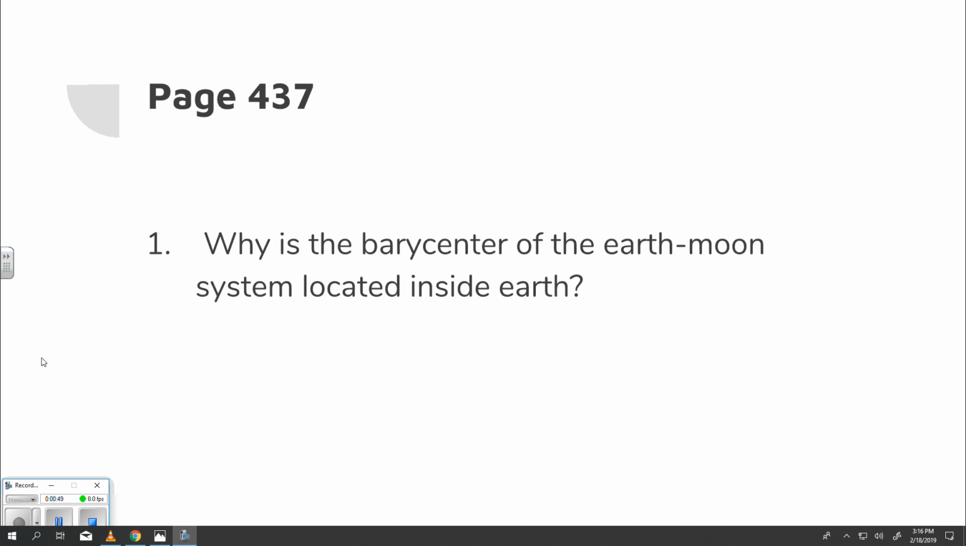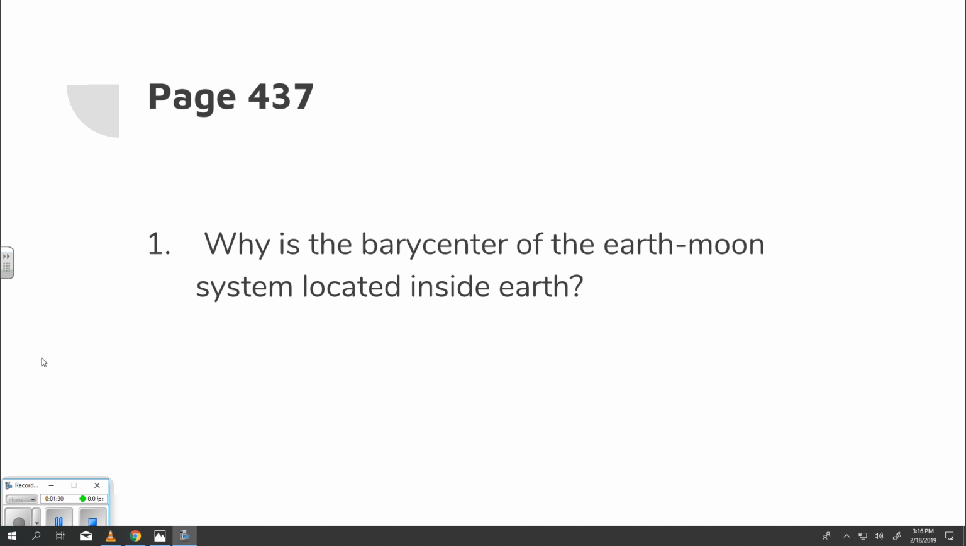Page 437, question. Why is the barycenter of the Earth-Moon system located inside Earth? What is the Earth-Moon system? To people on Earth, the moon appears to orbit Earth. However, highlight, if you could observe Earth and the moon from space, you would see that Earth and the moon revolve around each other.